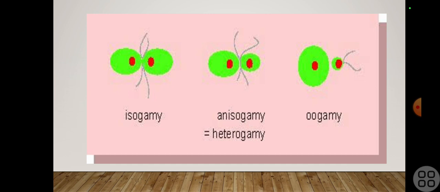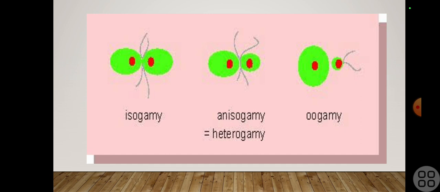In isogamy, both the male and the female gametes are similar, and we can't distinguish them as male and female gametes. We say that the two gametes participating in sexual reproduction in algae, which are equal in size and both motile, this kind of sexual reproduction is called isogamy.